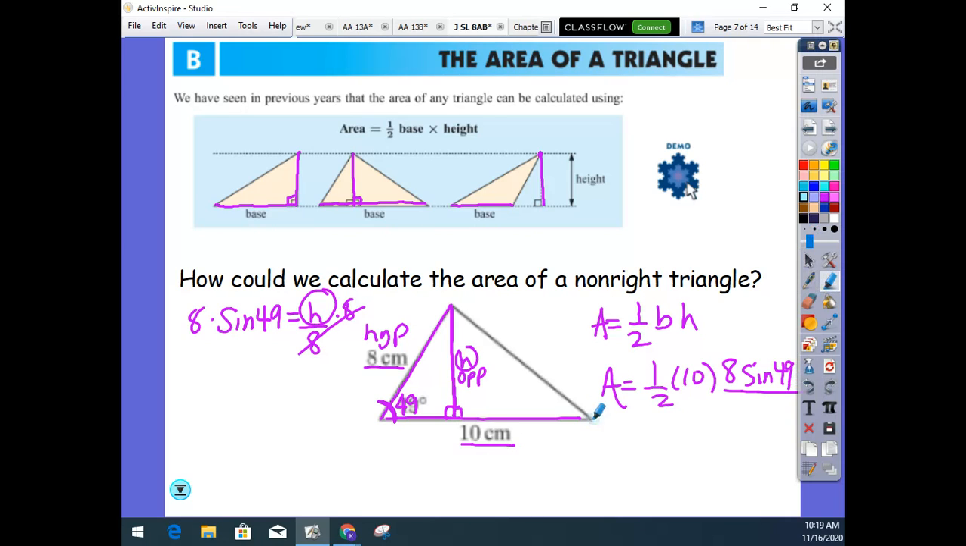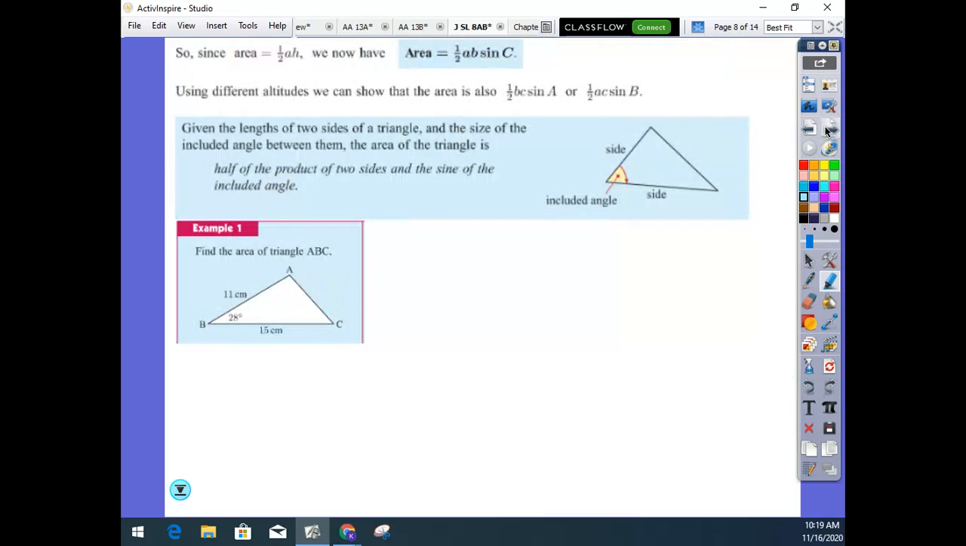So we don't have to set this up every time. Anytime you know two sides and the included angle, we can apply this same idea, which is where this area formula comes from. And this area formula is in your formula booklet, so just know how to apply it. It's two sides and the included angle. So this is a good picture.